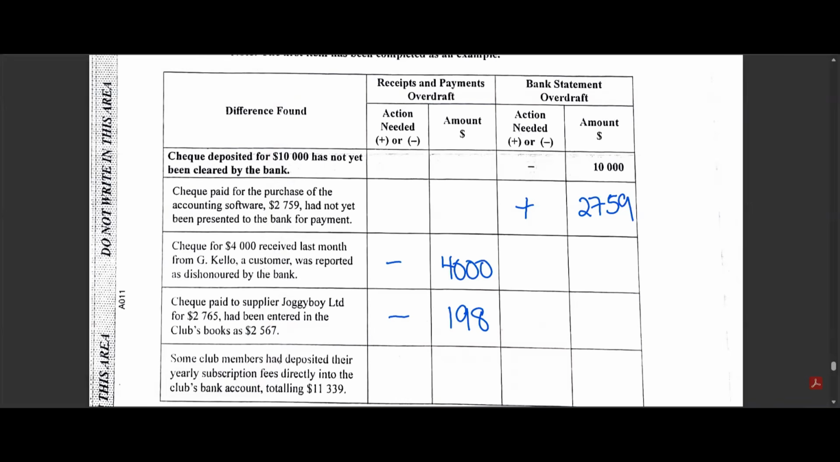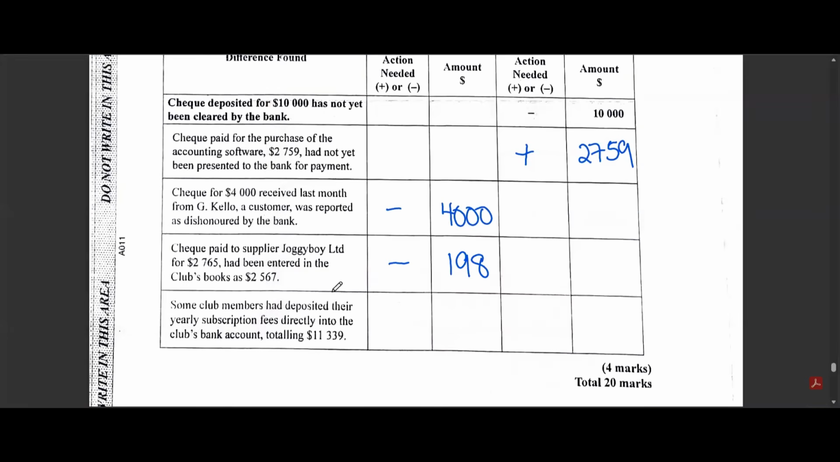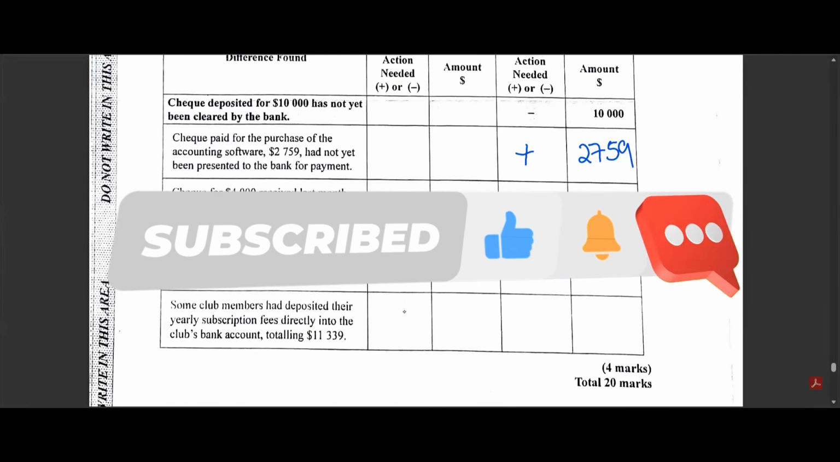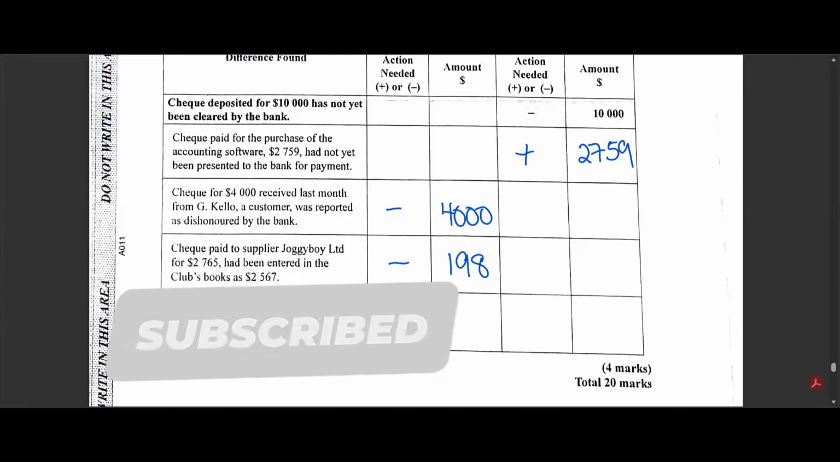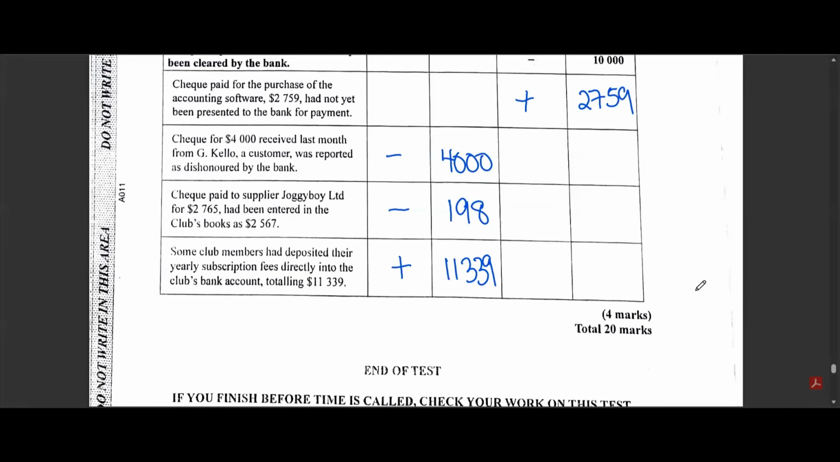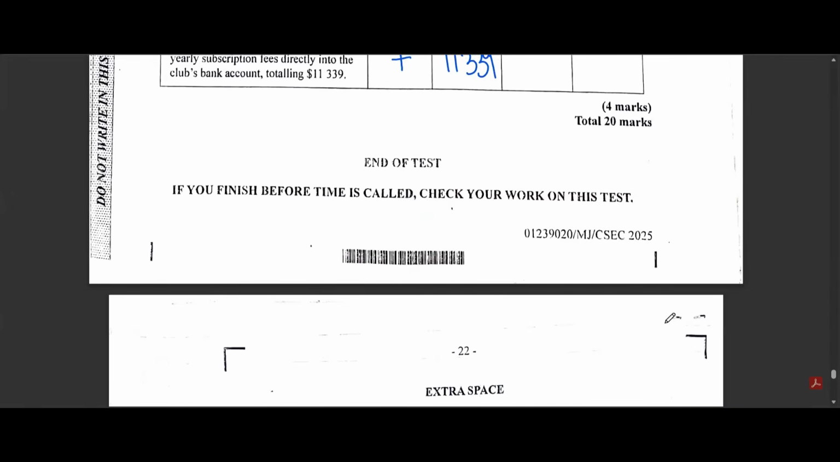Now, some club members had deposited their subscription fees directly to the bank account. That money went straight to the bank account, but that did not hit our receipts and payments account just yet, so we need to put it back in our receipts and payments account. So there we go, plus 11,339. Alright guys, there we go. And that would have been our answer for that final part with 4 marks, therefore total marks of 20. Alright guys, so this now brings us to the end.